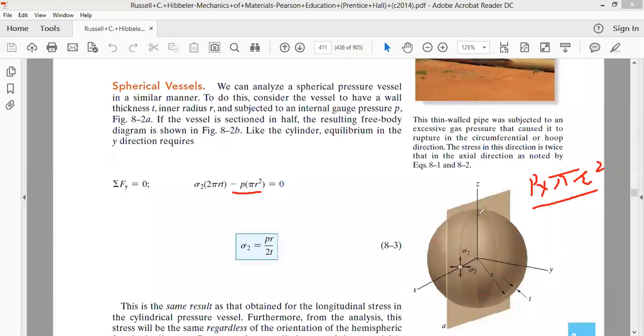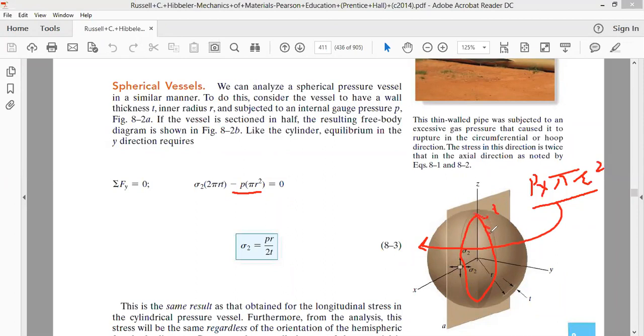The sphere has some thickness. Let's suppose the thickness of the sphere is d. Now this portion of the material, this fluid pressure exerts force P into pi r square and tries to move this portion in this direction. But for equilibrium, this force is to be balanced.